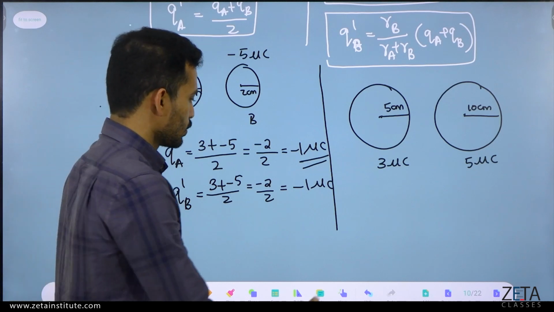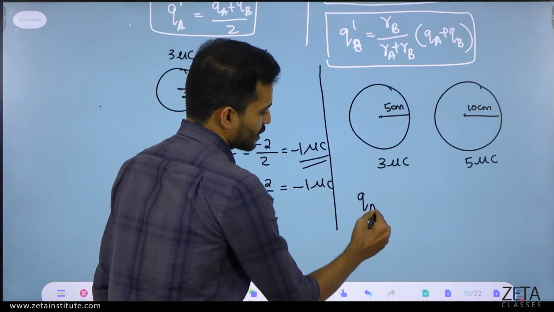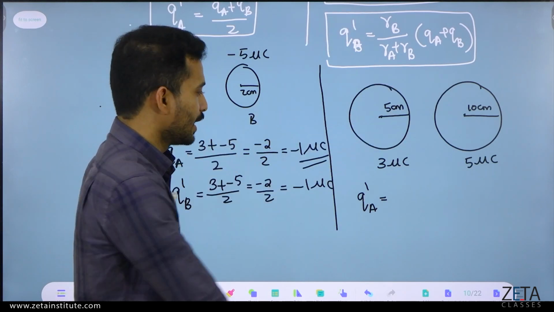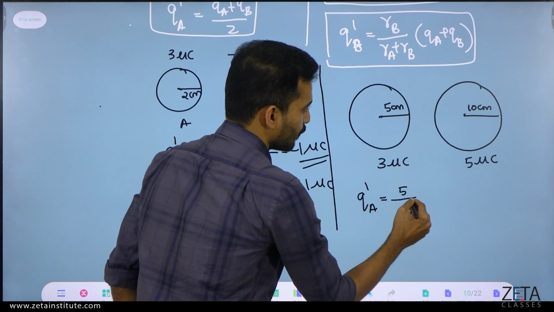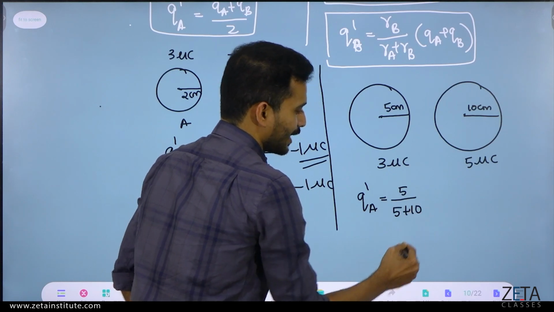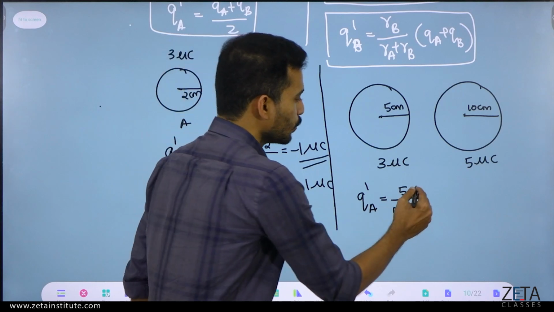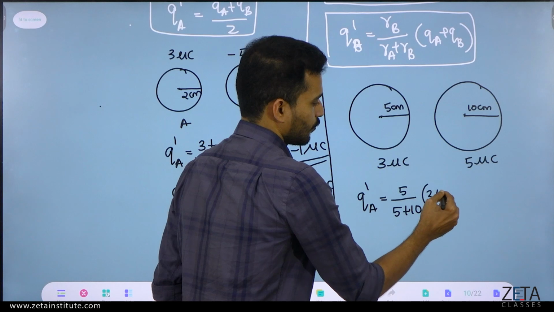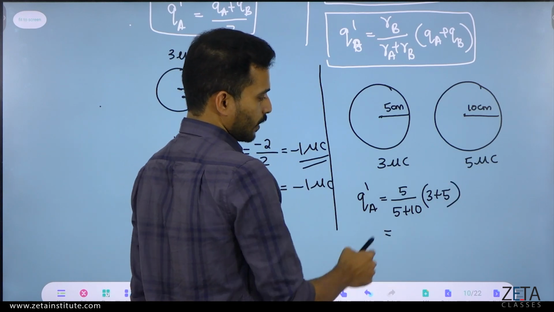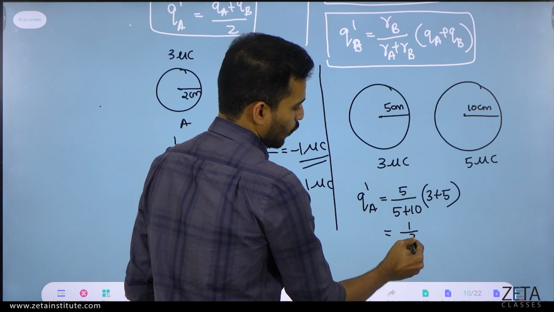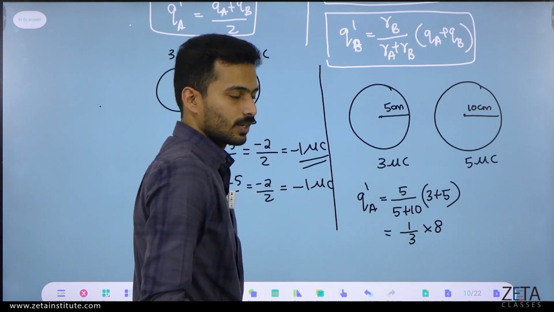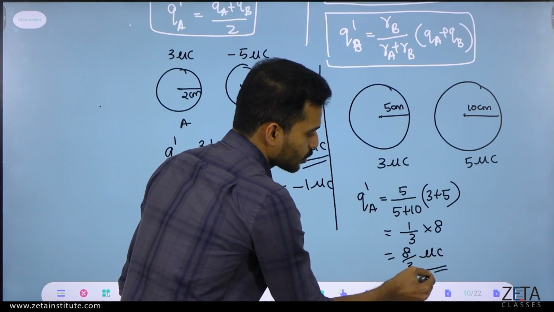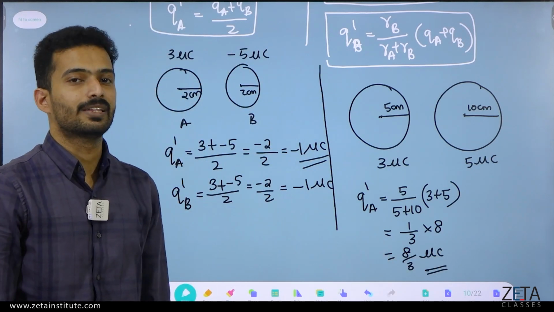So after touching, the charge on the first body can be taken as RA by (RA + RB) into (QA + QB). What is RA? Radius of the first body, that is 5, divided by 5 plus 10, into (QA + QB). What is QA? That is 3 microcoulomb, so 3 plus 5. So that is equal to 5 by 15, that can be taken as 1 by 3 into 8. So it is equal to 8 by 3 microcoulomb. So charge on the body can be taken as 8 by 3 microcoulomb.